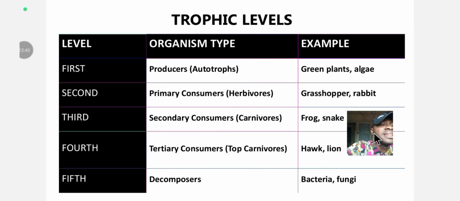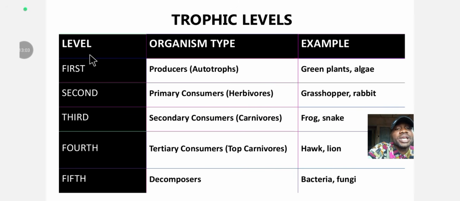Very beautiful. Let's understand what is meant by trophic level. We have about 5 trophic levels. On the left side of the table, we have the levels, which are 5: first, second, third, fourth, fifth. In the middle of the table, we have the organism type, while on the extreme right of the table, we have examples. All right, so let's take the first trophic level.